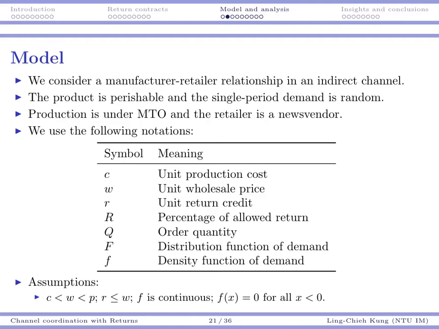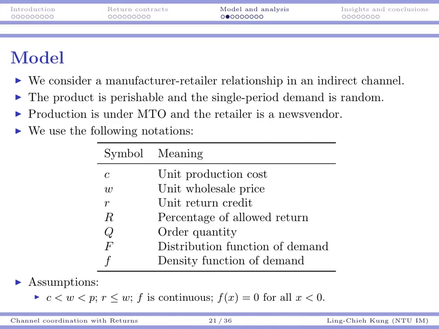We're going to use the following notations in this video. The notations are a little bit different from the paper, but there is a one-to-one mapping, so you should have no difficulty understanding the paper. First is the unit production cost, which is small c. Unit wholesale price will be W. Unit return credit and percentage of allowable return are small r and capital R. The retailer is going to choose an order quantity capital Q, and the random demand has capital F and small f as the distribution and the density functions.